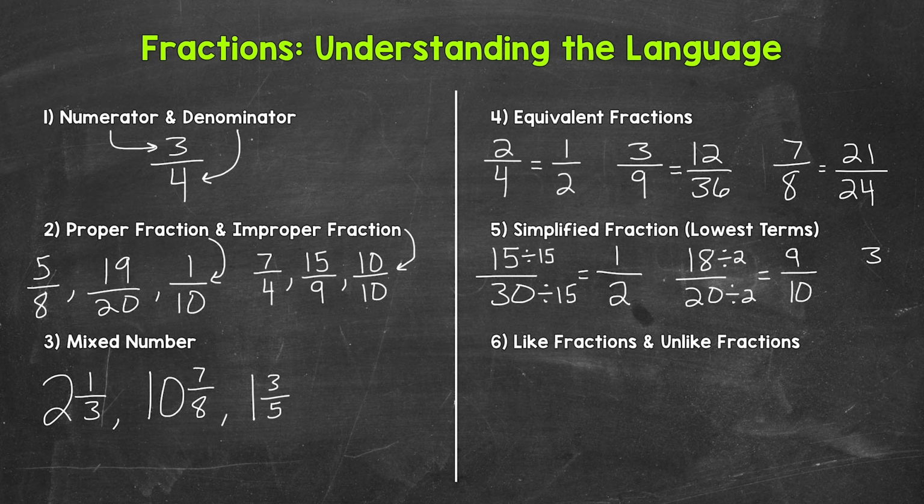And then one more example here. Let's say we have the fraction 3/4. This fraction is already simplified. The only common factor between 3 and 4 is 1, so this fraction is already in simplest form as is.